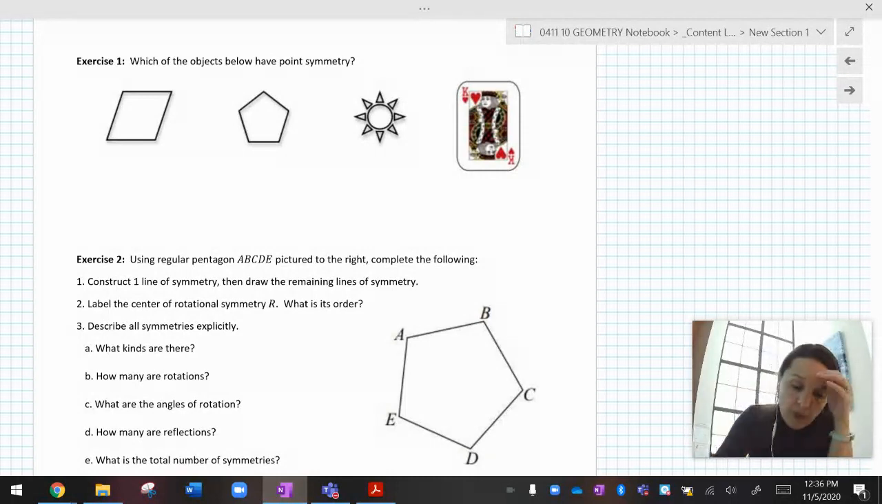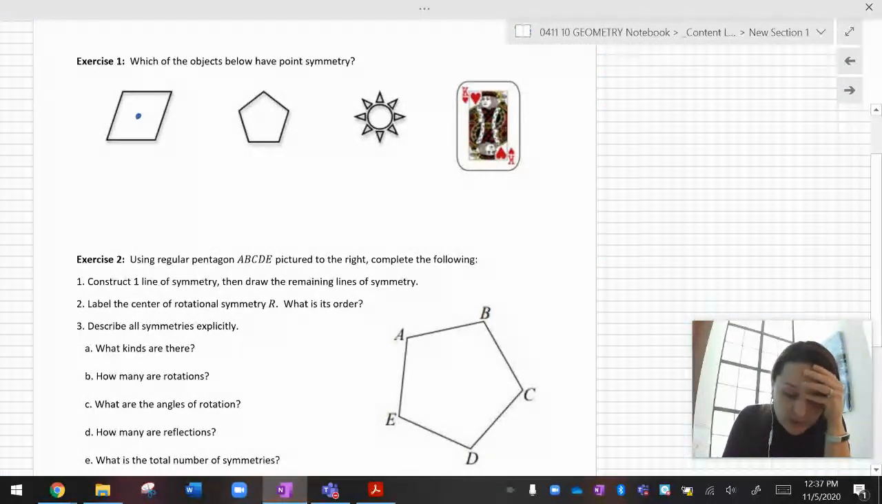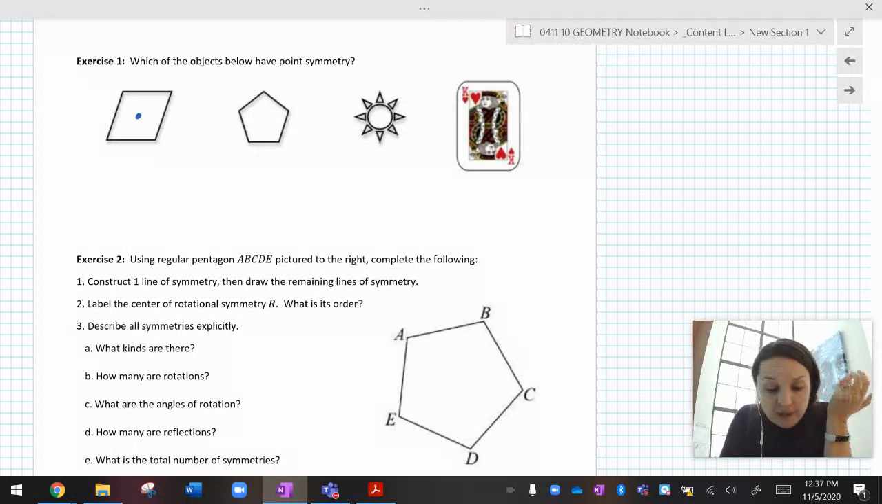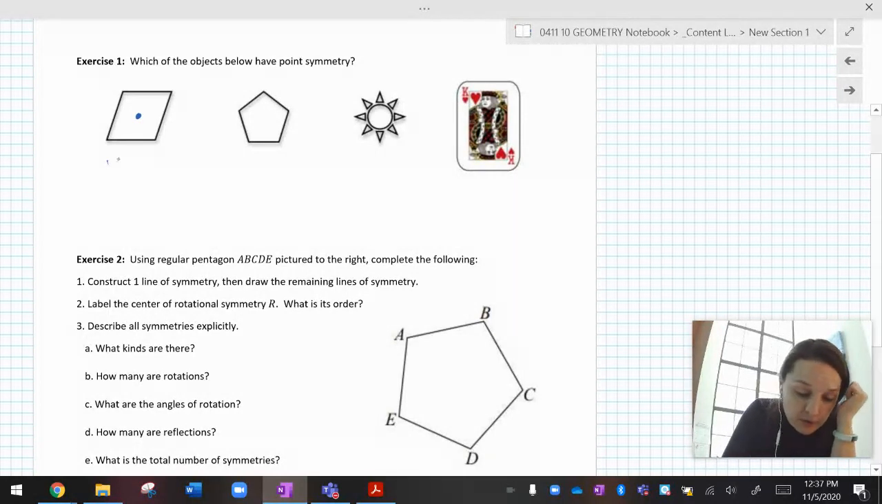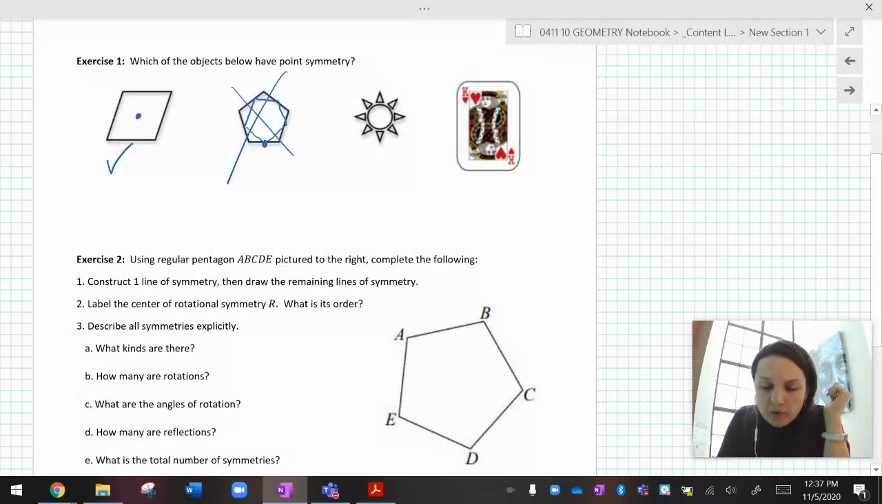Which of these objects has point symmetry? Well, let's see. Can I turn this around a point and it looks the same upside down? I think I can. That's a parallelogram. It does have point symmetry. So yes, this one works. If I turn this pentagon upside down, it's going to look like this. No, because I'll have the pointy part on the bottom. This does not have point symmetry.